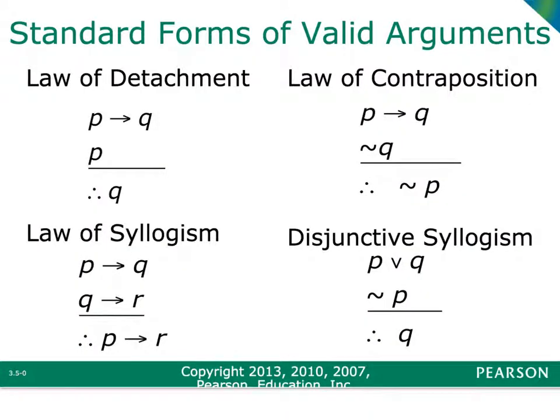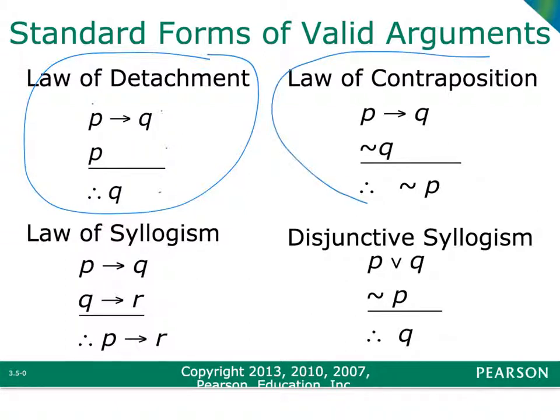Now, some people do not like to go through and make a truth table every single time because they think it takes too long. So there are 4 common forms when you do a verbal translation that you can tell whether the argument's going to be valid or not. The first one is the law of detachment. So if P, then Q, P happened, therefore Q had to happen. If you ever translate and it turns out to look like that, it will always be a valid argument.